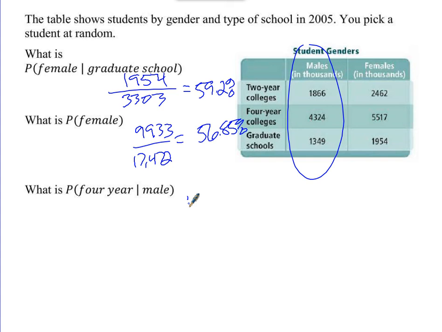I'm told that they're a male, which means basically, for all I care in this problem, the females don't exist at all. Okay? They're gone. So I have 4,324 4-year college people divided by all of the males, which is what? 7,539. And I wind up with 0.5735.